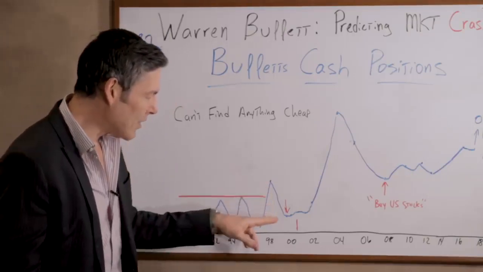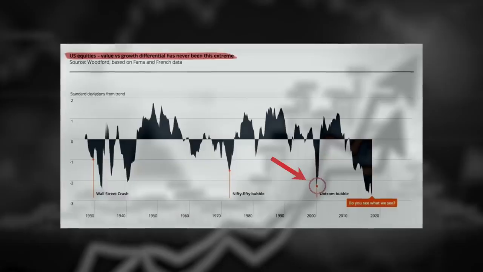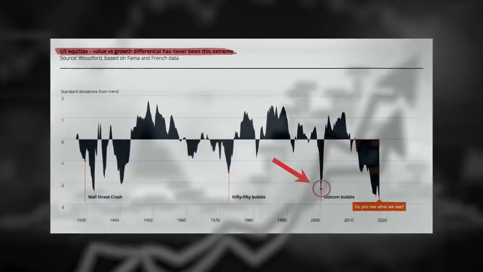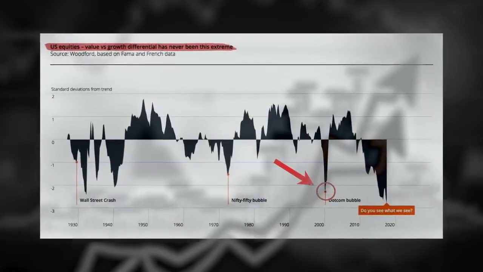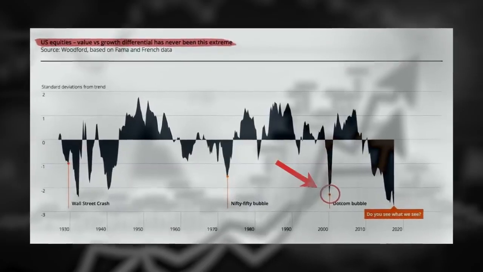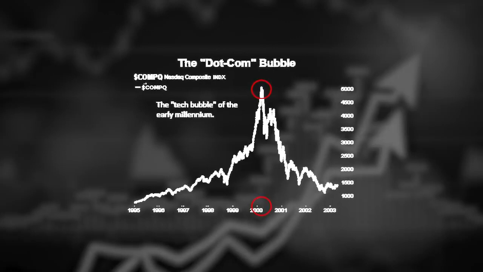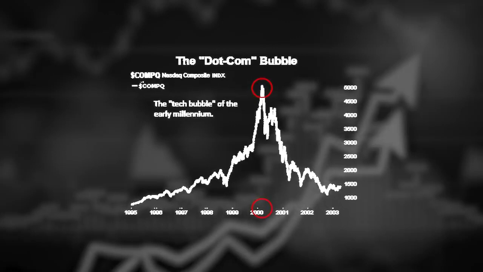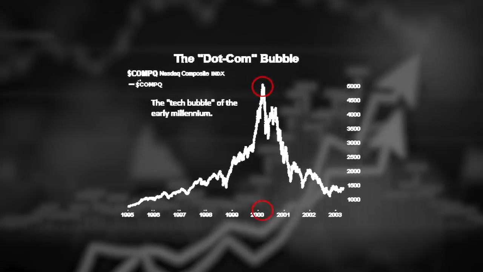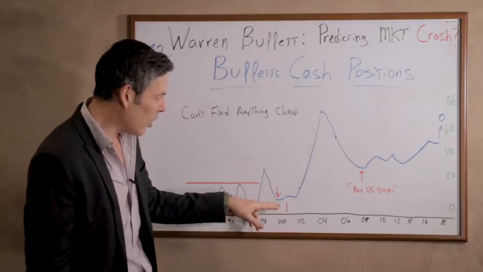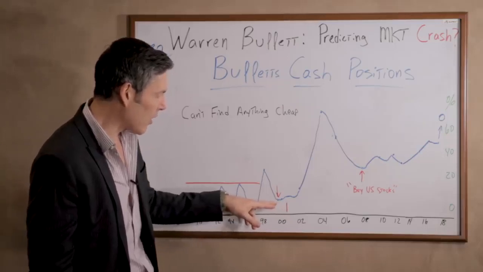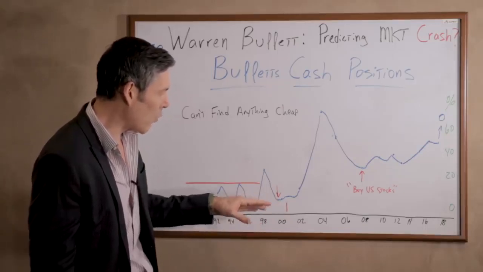But what happened is he saw that value stocks at this time were incredibly cheap. They weren't in a bubble. It was all the other tech stocks in the NASDAQ. That's what created that huge bubble that ended up crashing. So Buffett was loading up on value stocks right here, which did very, very well.